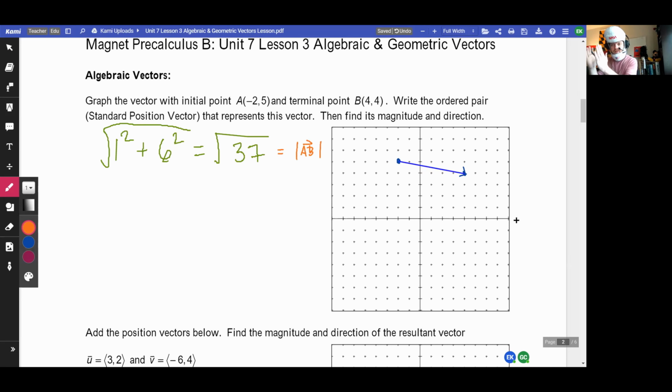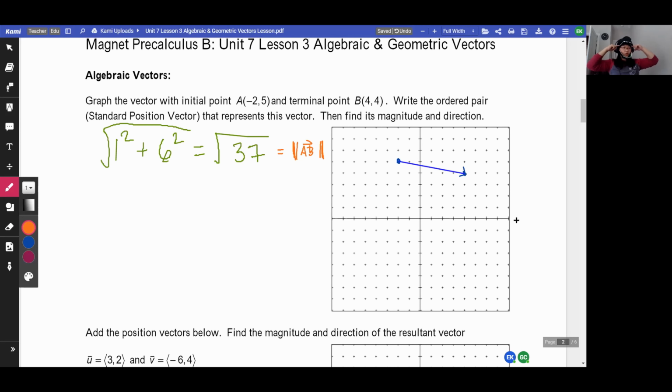Sometimes people put the absolute value bars, because absolute value represents magnitude in normal numbers on a 1-dimensional line. But sometimes you'll see double bars. So I want to just introduce that. Sometimes you'll see double bars for magnitude for vectors. But there you go, root 37. Root 37 units is how long that arrow is. What's its direction? How can we describe its direction?